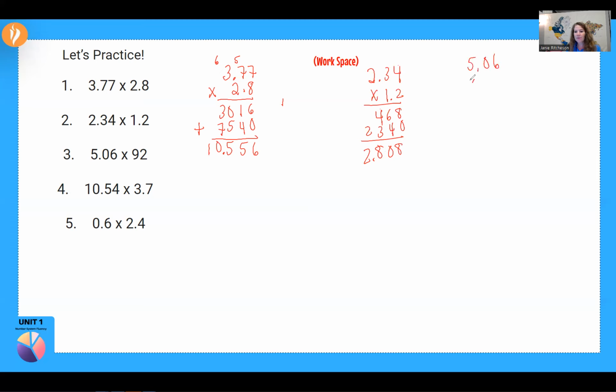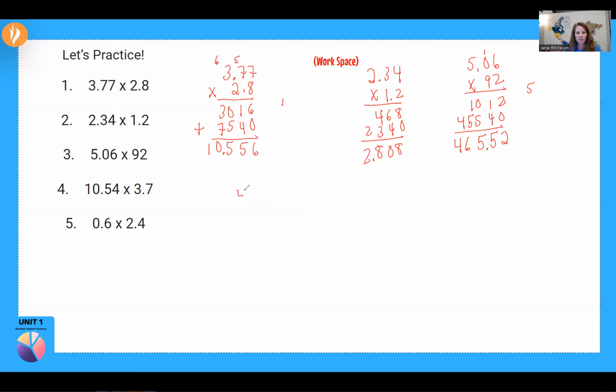Number 3. So 2 times 6, 54. Carry the 5. 9 times 5 is 45. All right, make sure you line up those digits. We have only 2 numbers behind the decimal, so there's our answer.